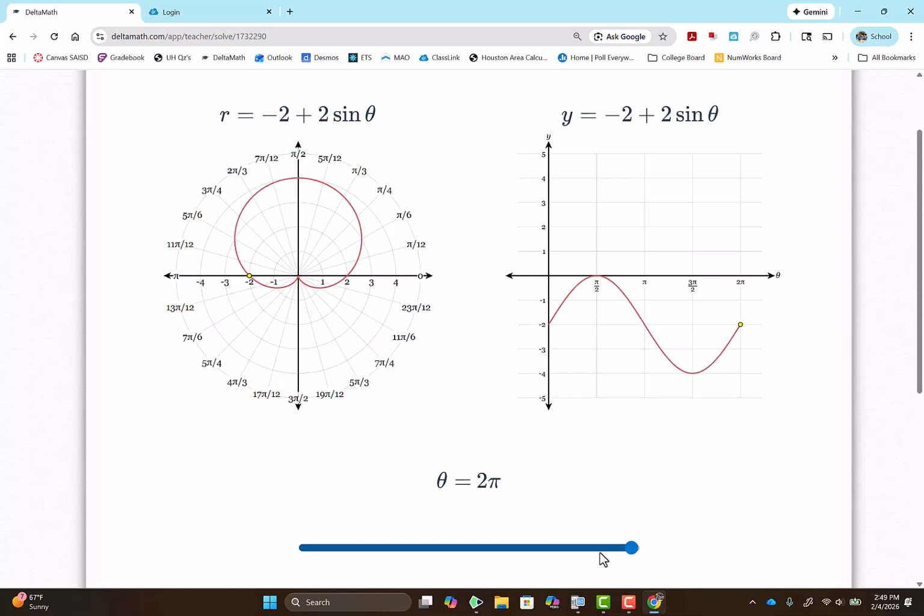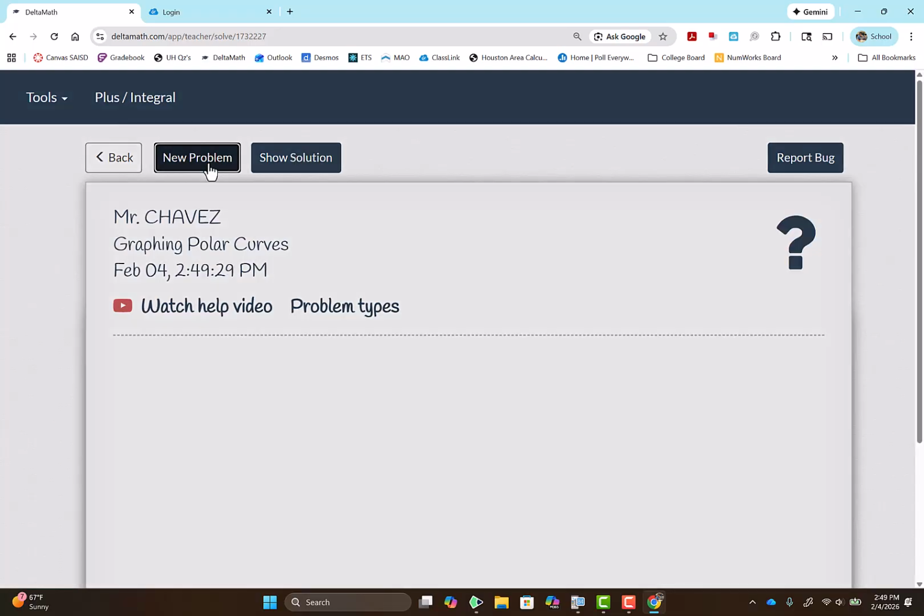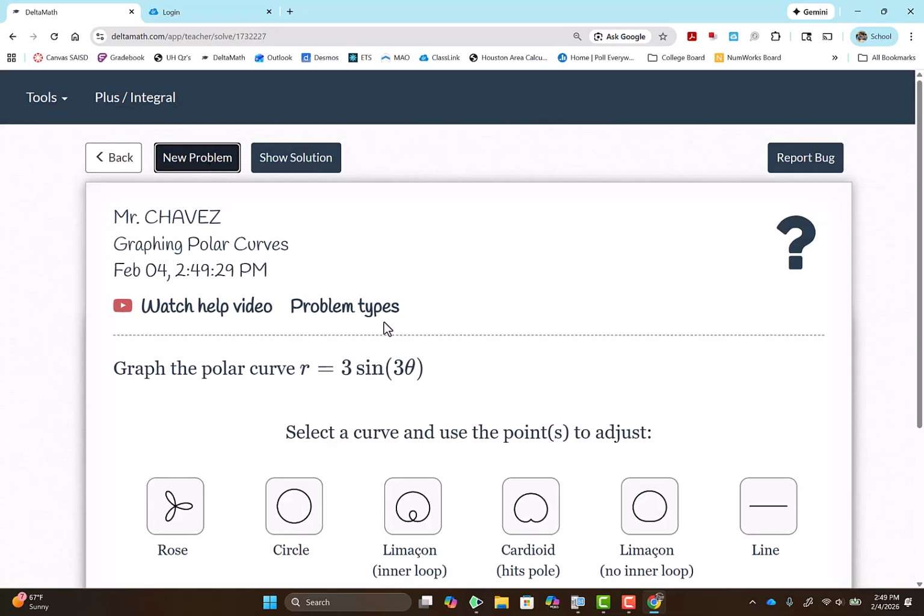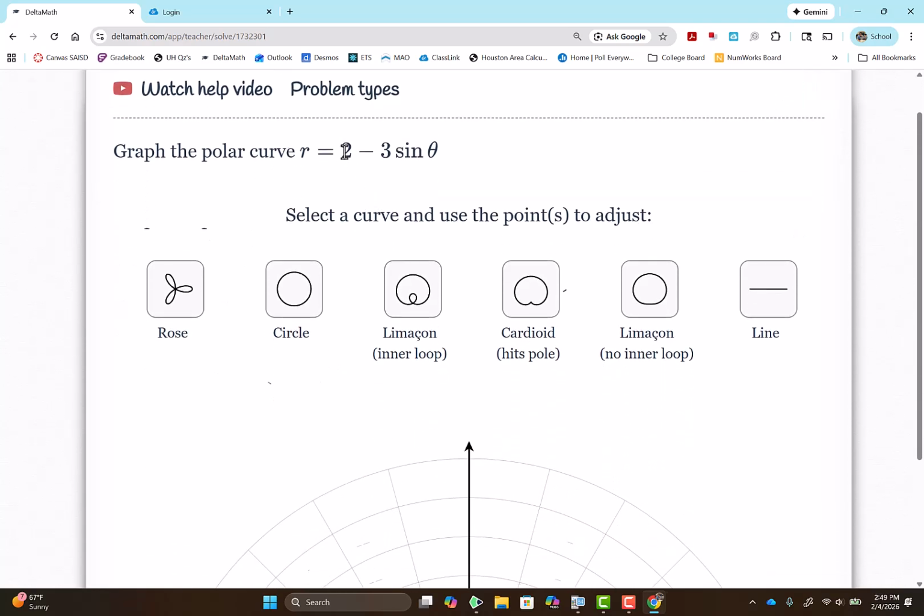Isn't that cool? Don't worry, we're going to do a whole bunch. Okay, we're not ready for that one yet, but we will in a little bit. Look at this one. The midline is 2 and the amplitude is 3. Am I going to cross the x-axis? Yes. So this one's going to have a loop. Do you guys see that or no? So you click on the inner loop. It's a limaçon, inner loop.